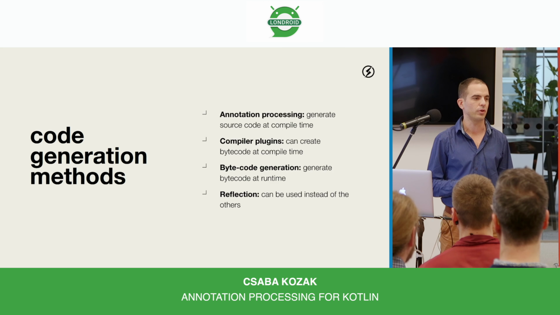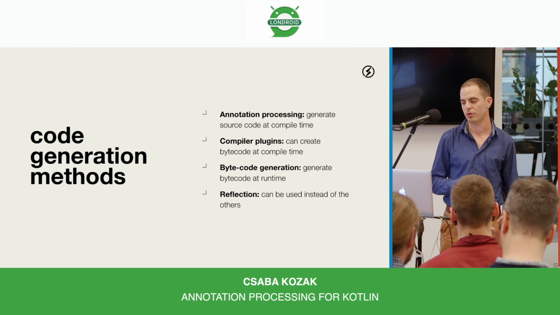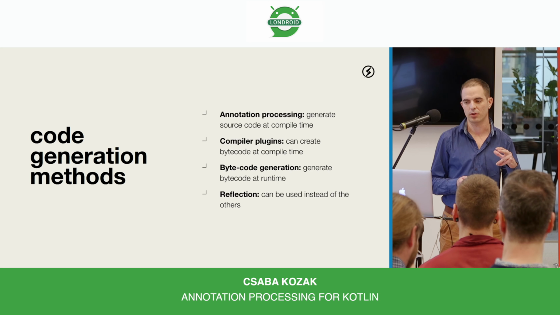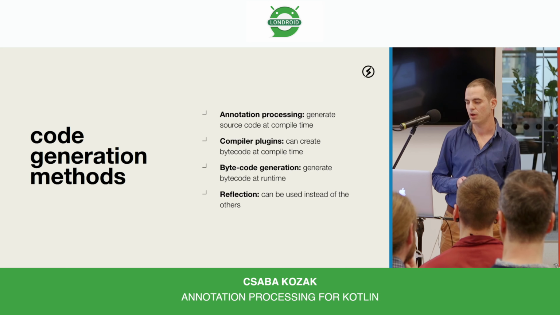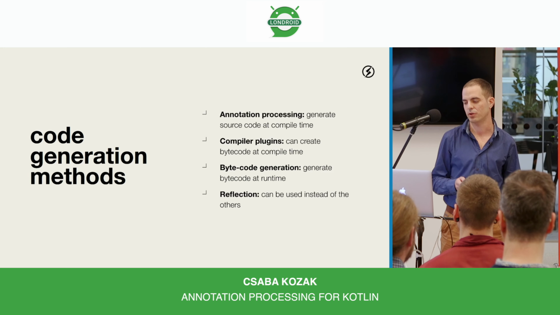You can also use Kotlin compiler plugins, which can read your source code, but these generate bytecode at compile time. So basically they are checking your code and replacing parts of your code. If you are using the Android extensions and Parcelize, that library is implemented using Kotlin compiler plugins.